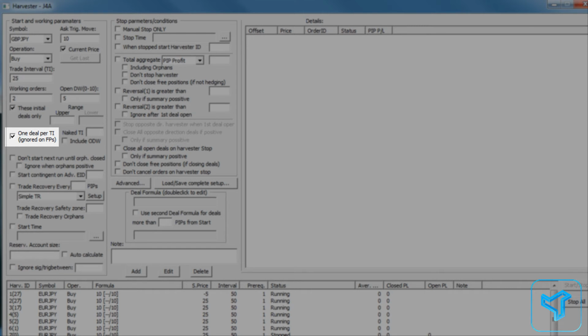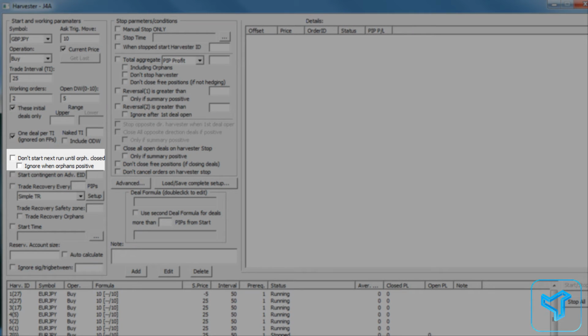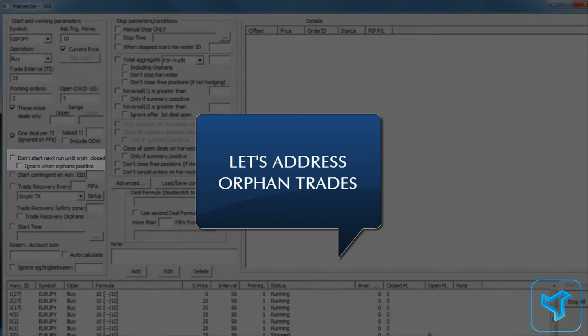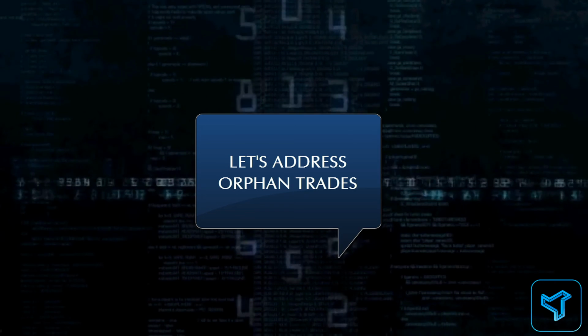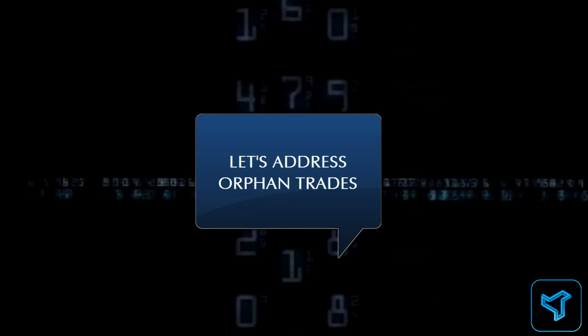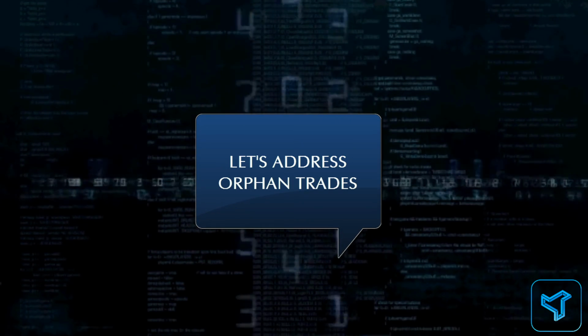We now have the option of selecting another box entitled Don't Start Another Run Until Orphans Close, and another box entitled Ignore When Orphans Positive. Orphans are a little different than just unprotected trades, and I'll explain. There may be times when the harvester stops because the market has turned against us, and shortly we'll be getting into the reasons that the harvester stops based on how we choose to stop it.